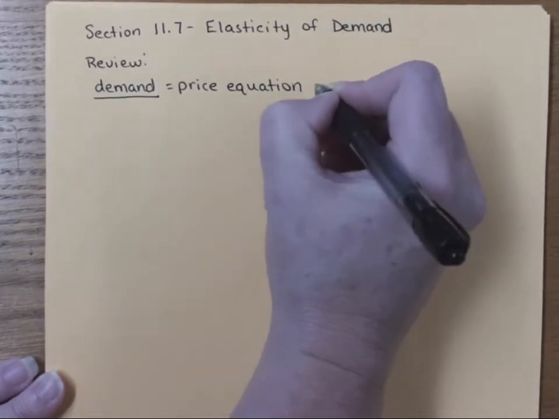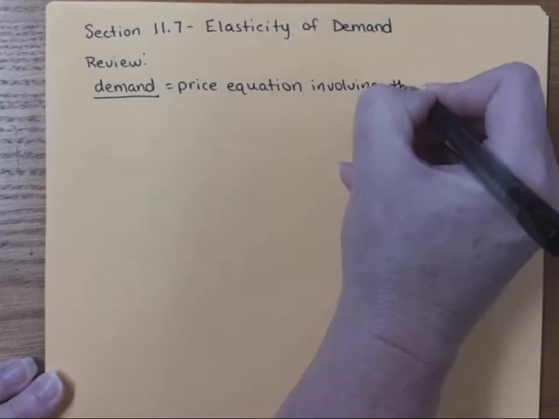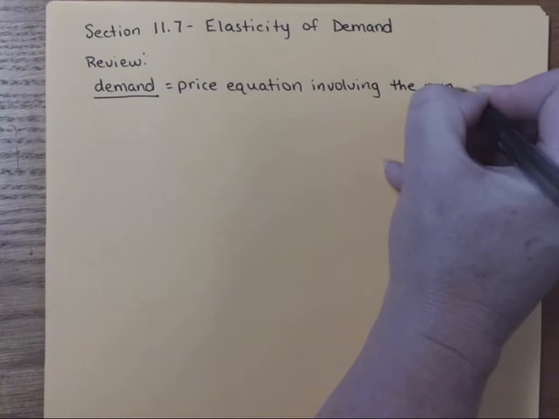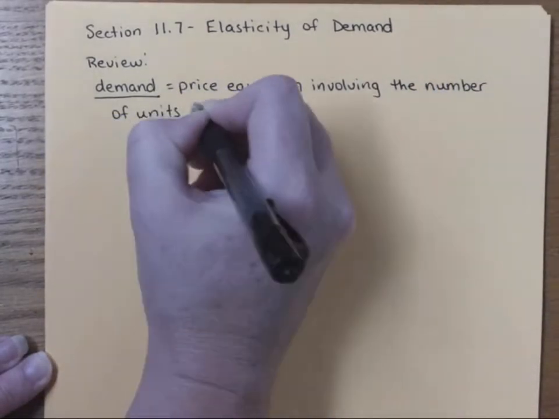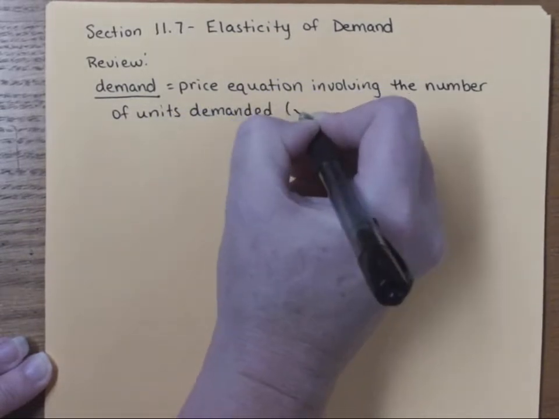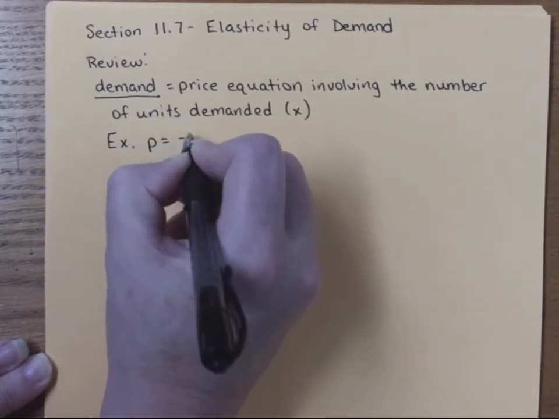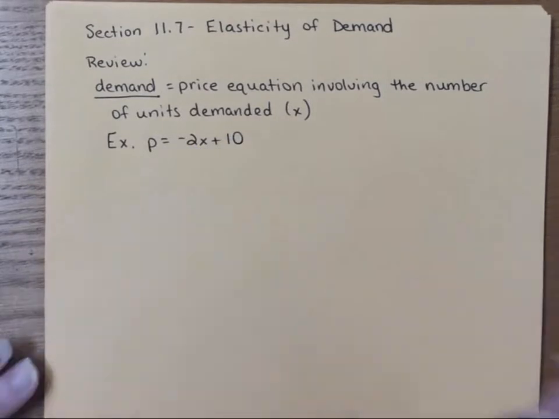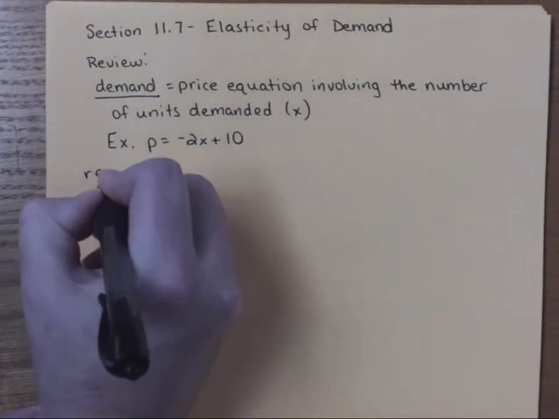So it's a basic price equation involving the number of units demanded, x. So we always call x the number of units demanded. An example of a really simple demand equation might look something like this. This is a linear demand equation. Notice we use lowercase p when we want to talk about price. We use capital P when we want to talk about profit. So those are pretty standard variables that you'll need to know.